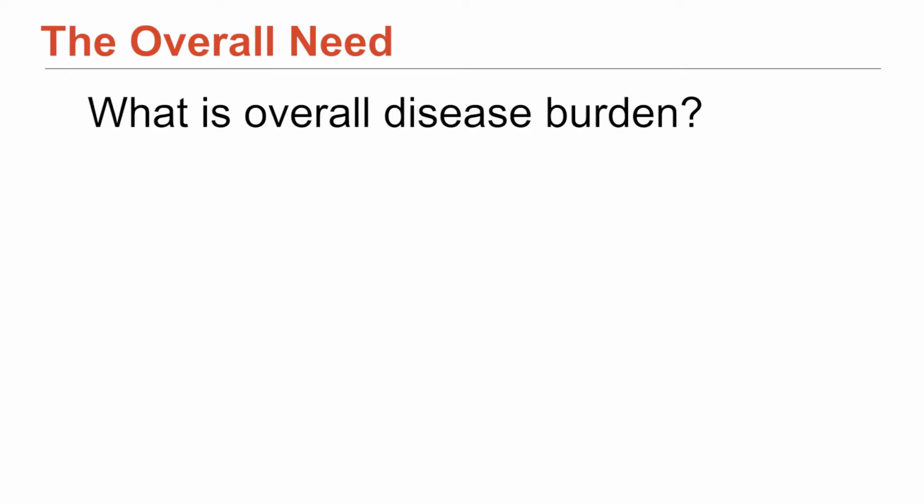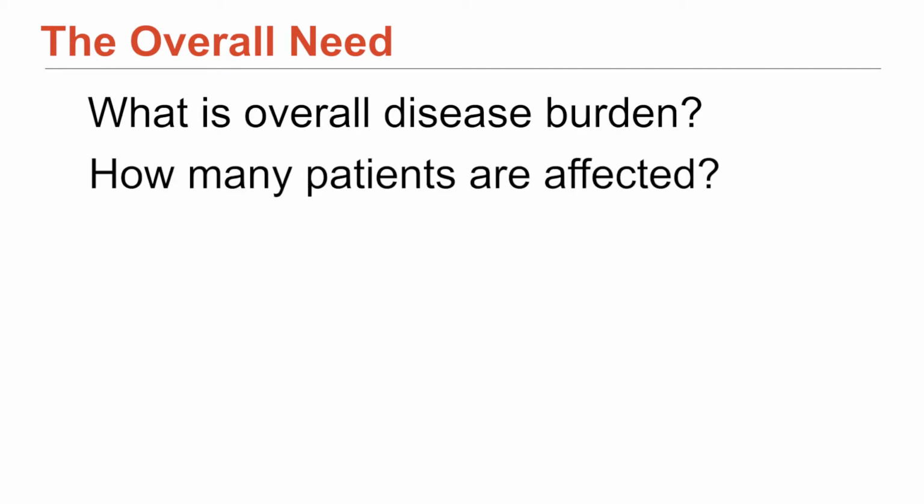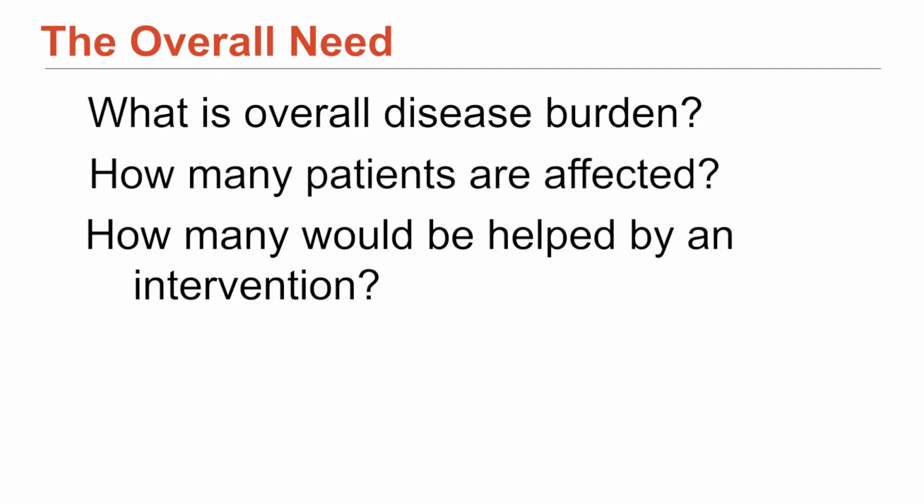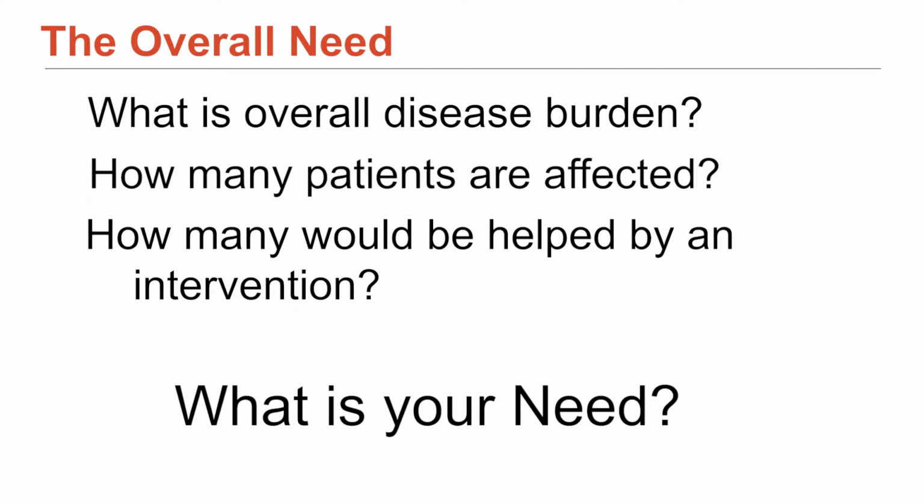Okay, so the first thing you want to do for this assignment is to identify an overall need, and then ask yourself, what is the overall burden of your need? How many patients are affected? How many would be helped by an intervention? It's really good in the first instance to frame your question as a need and to give some idea of the scope of that need.